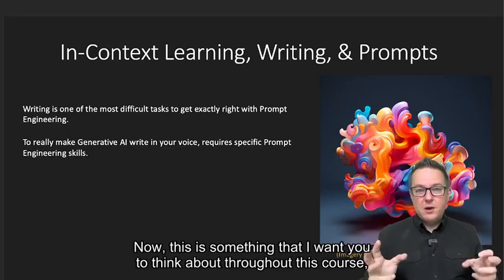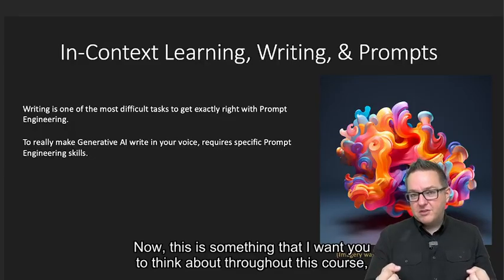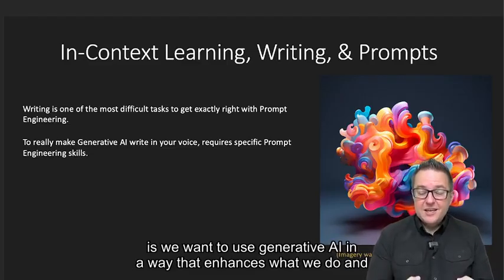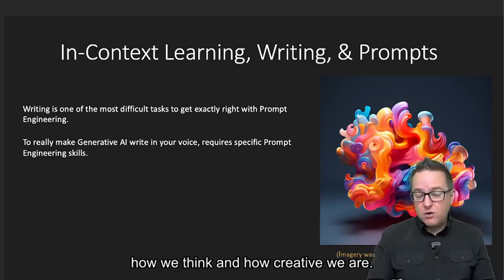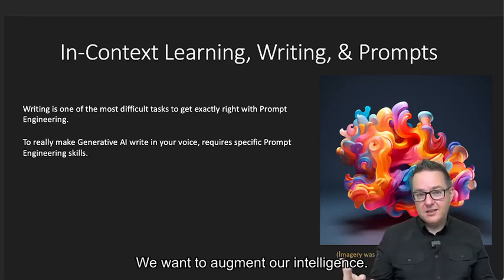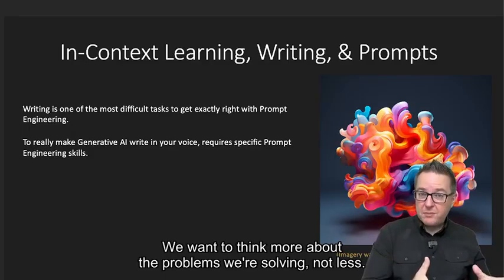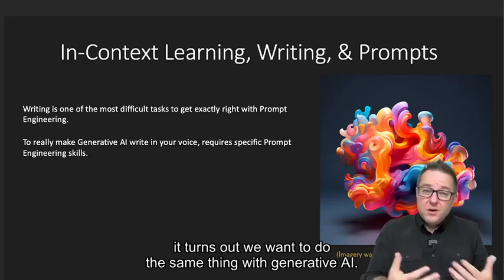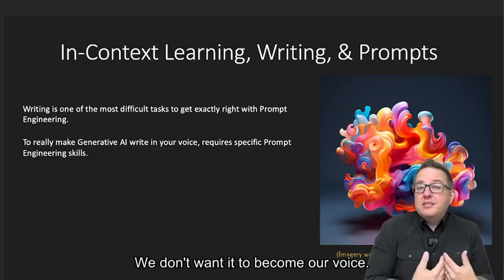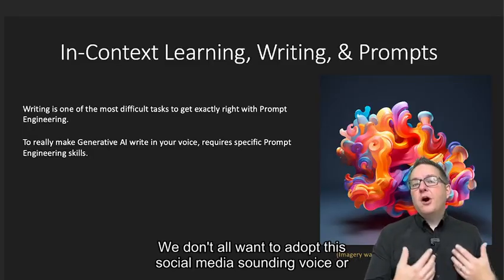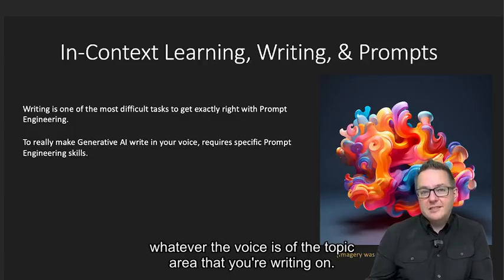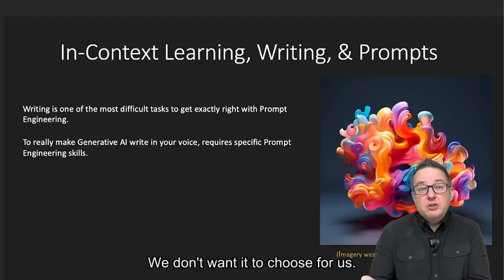Now, this is something that I want you to think about throughout this course: we want to use generative AI in a way that enhances what we do and how we think and how creative we are. We want to augment our intelligence. We want to think more about the problems we're solving, not less. And when it comes to writing, it turns out we want to do the same thing with generative AI. We don't want it to become our voice. We don't all want to adopt this social media sounding voice, or whatever the voice is of the topic area that you're writing on. We don't want it to choose for us.